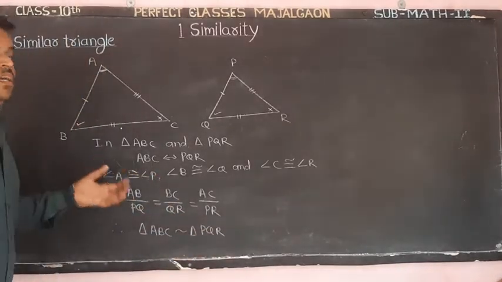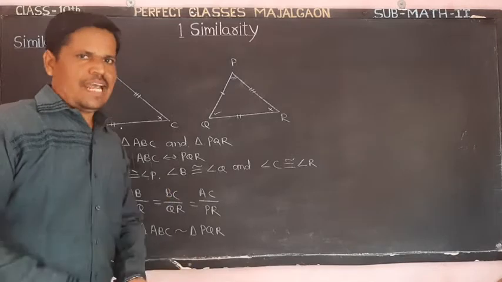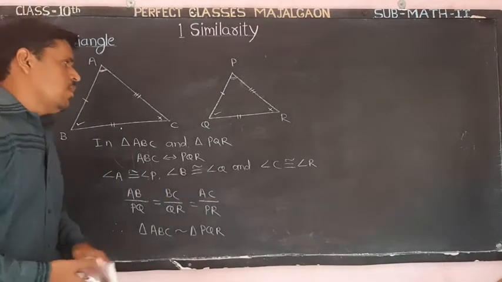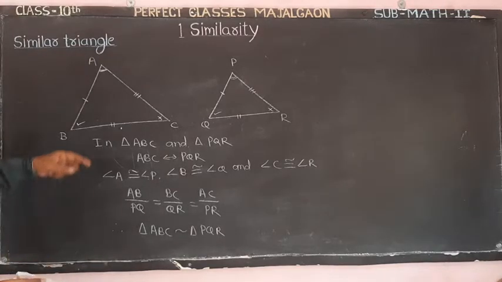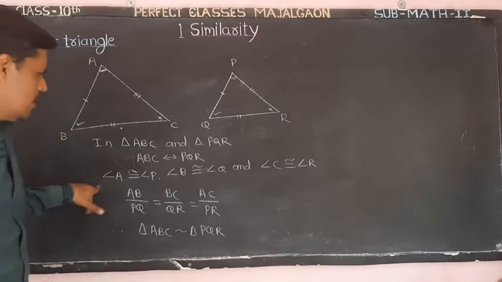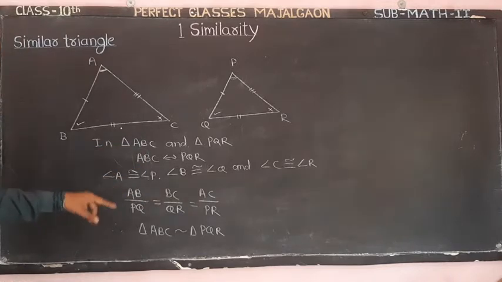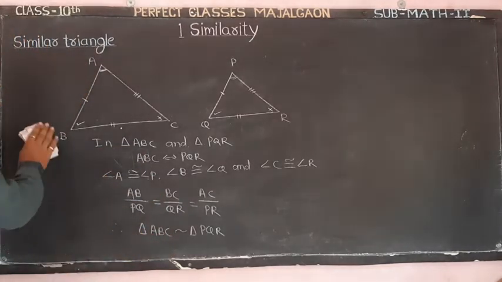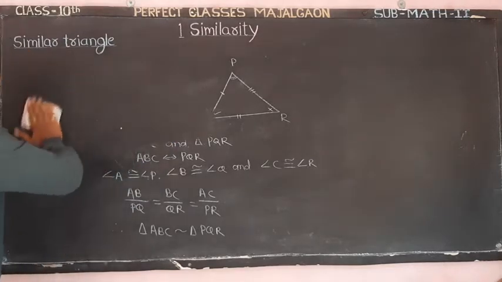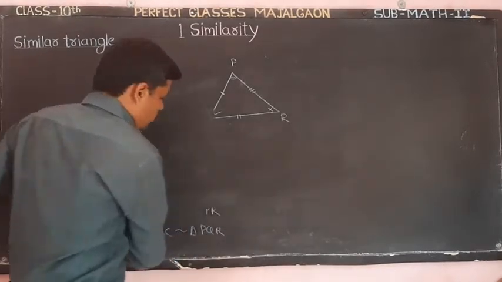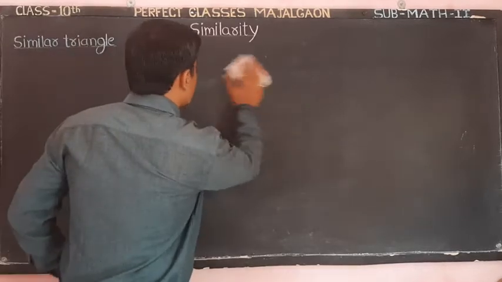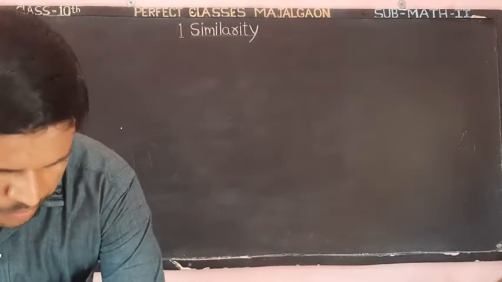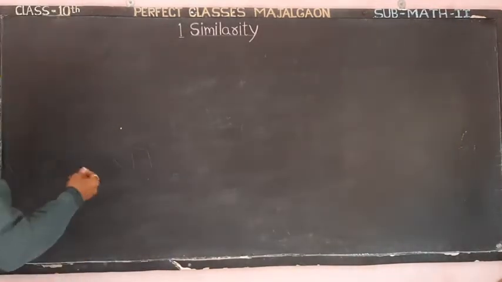Now we see the tests of similarity of triangles. There are some tests of similarity of triangles. There are 6 components, and out of these 6 we need any 3 components. Then we say that these two triangles are similar. Now we see the test of similarity of triangles.